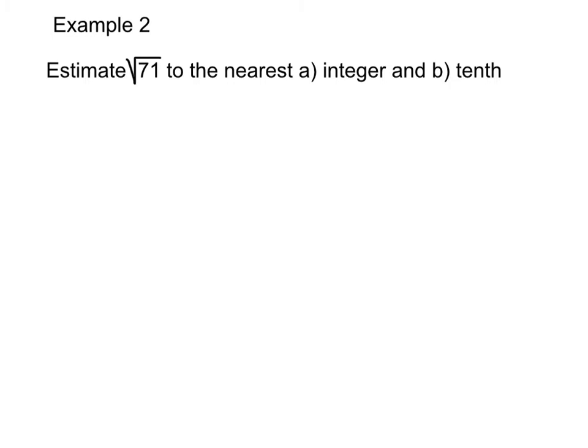Example number 2. Estimate the square root of 71 to the nearest A, integer, and B, the nearest tenth. So the first thing we're going to do is figure out what integer is closest to the square root of 71. What I always like to do is make a little table. We're going to start by just writing down some numbers. If you're thinking, what number times itself will give us close to 71? Well, for example, if you just pick 7, the square of 7 is 49.